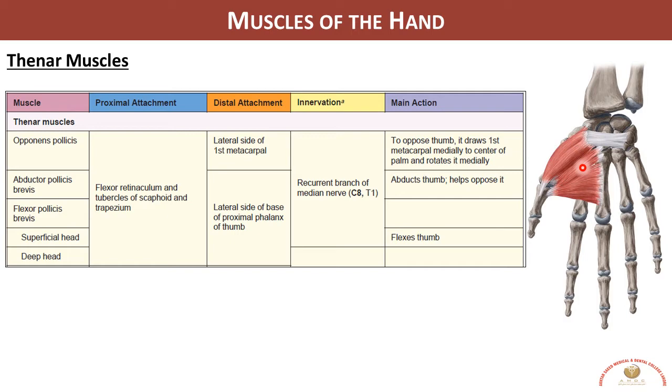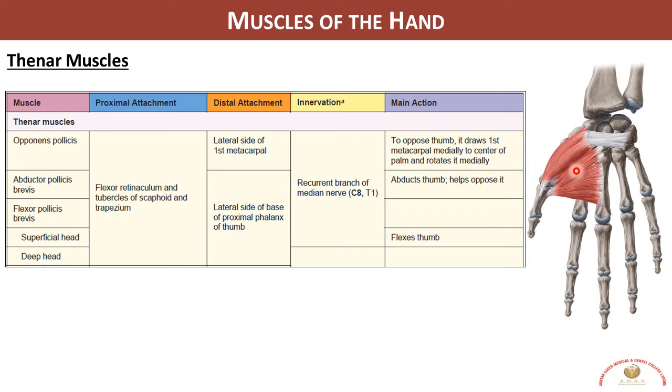The abductor pollicis brevis is a short abductor of the thumb. We remember the abductor pollicis brevis is a short abductor of the thumb. It forms the anterolateral part of the thenar eminence. In addition to abducting the thumb, it also assists the opponens pollicis during the earliest stages of opposition. I showed you the slide before where the opposition of the thumb was shown.